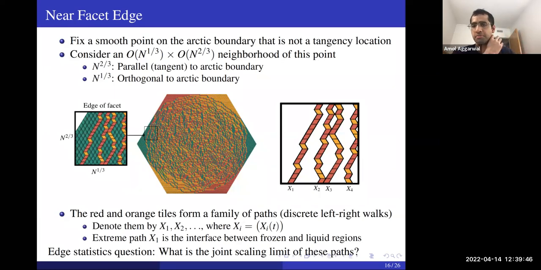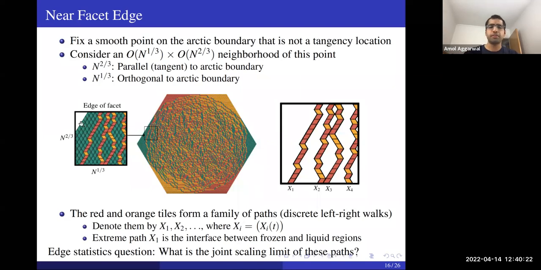So this is yet again a different scaling. And this rectangle will have a specific orientation. In particular, the n to the 2/3 direction will be parallel or tangent to the Arctic boundary. And the n to the 1/3 side will be orthogonal to the Arctic boundary. Okay, so actually this rectangle here should be slightly slanted. Okay, so since I'm near the facet, the frozen region only has tiles of a single type. So you should imagine that if I'm right next to it, I'll have mainly tiles of that one certain type, but plus a few defects.